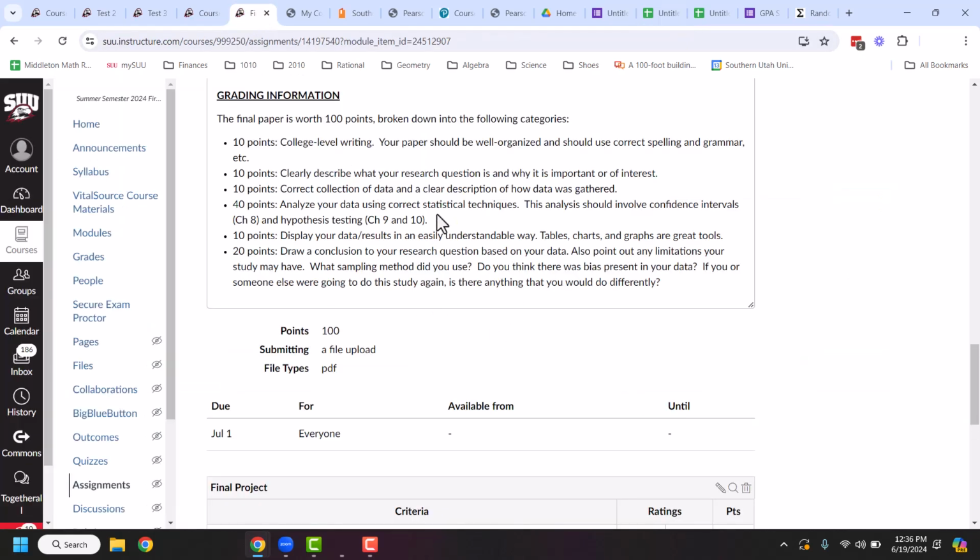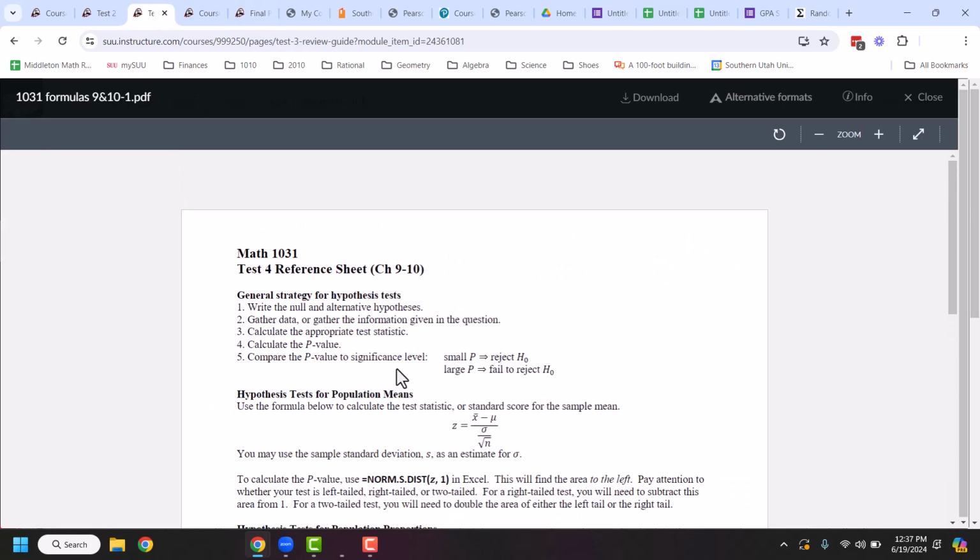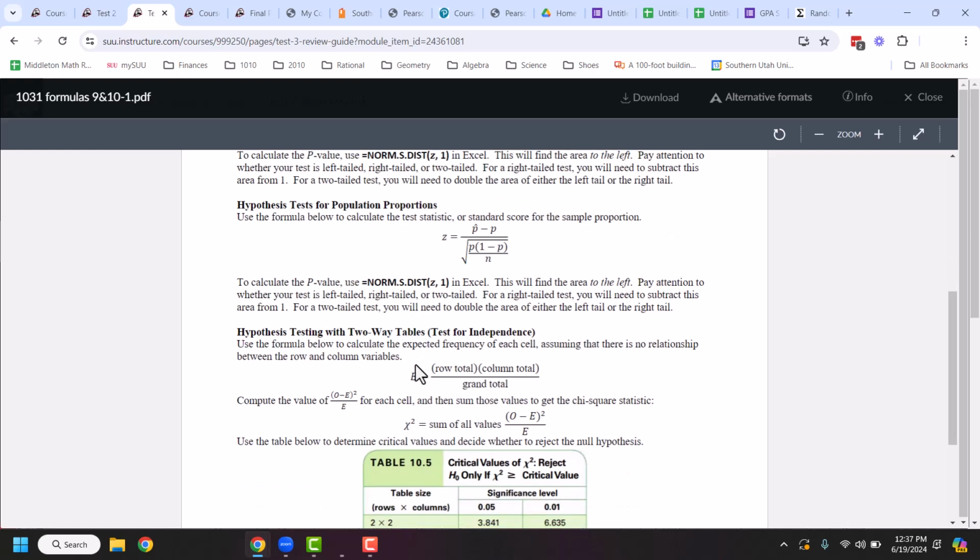So that was a really, really long explanation for this portion of the paper, but it's also the majority of the paper. So just remember your analysis needs to include confidence intervals, which can either be confidence intervals for the population mean or the population proportion. And then some type of hypothesis testing. So it can be any one of the three hypothesis tests on the reference sheet, or it can also be the ANOVA test. The one that I ended up using was the ANOVA test because of the question that I was asking.